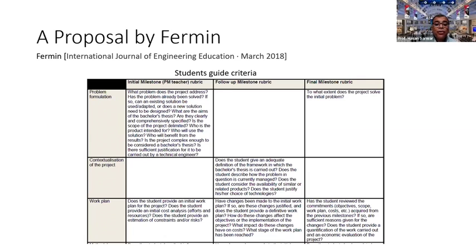And this problem formulation does not have a rubric for the follow-up milestone, but it has a rubric in the final milestone: to what extent does the project solve the initial problem? Then another indicator is contextualization of the project, and the follow-up milestone rubric is: does the student give an adequate definition of the framework in which the bachelor's thesis is carried out? Does the student describe how the problem in question is currently managed? Does the student consider the availability of similar or related products? Does the student justify his or her choice of technologies?